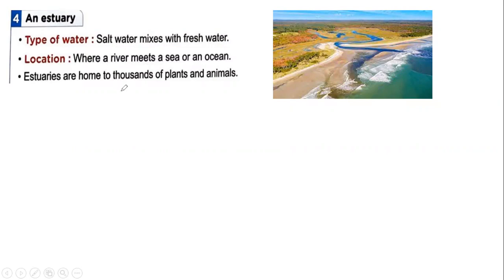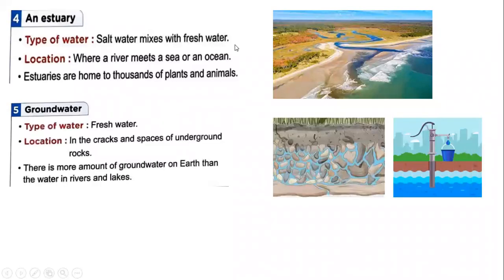Estuaries are home to thousands of plants and animals. Next, water body, groundwater, المياه الجوفية. So type of water, fresh water. So this is the groundwater, okay? Fresh water in the cracks and the spaces of underground rocks. Cracks اللي هي الشقوق دي شايفينها؟ So it is formed in the cracks and the spaces of underground rocks.